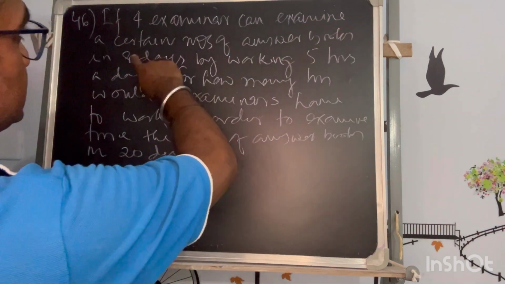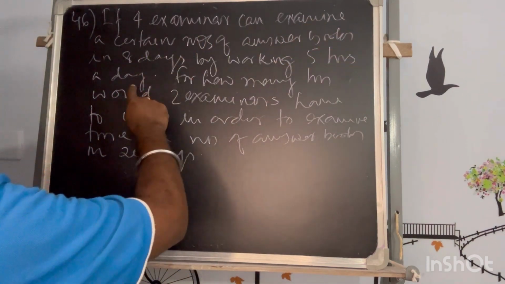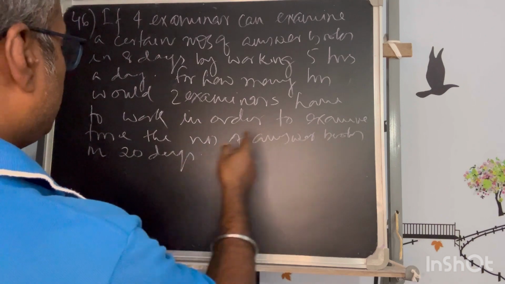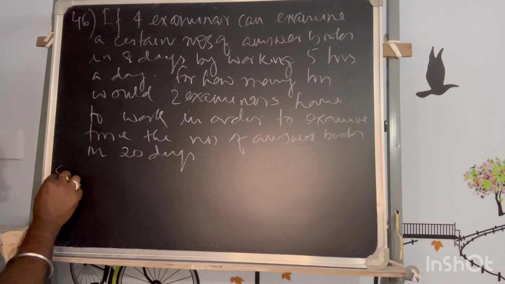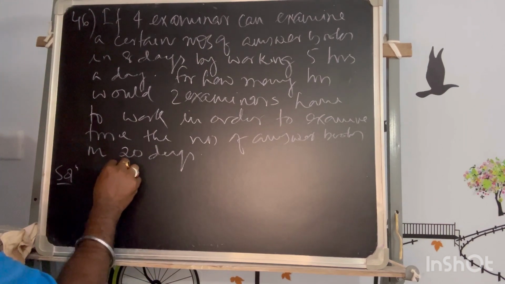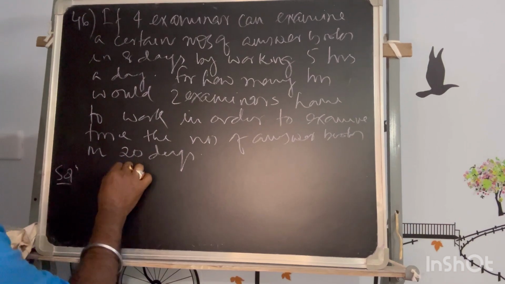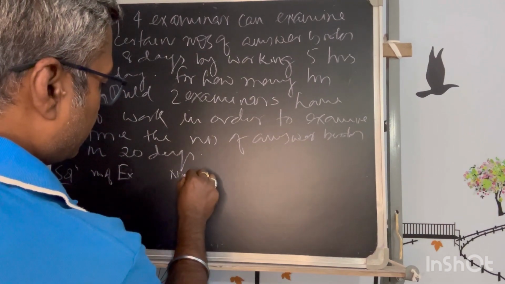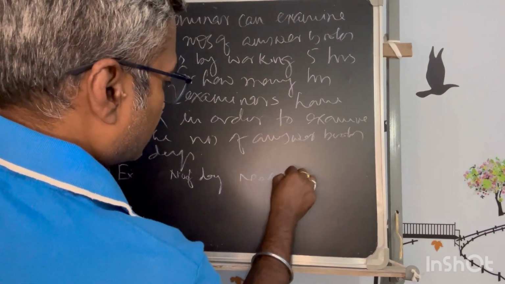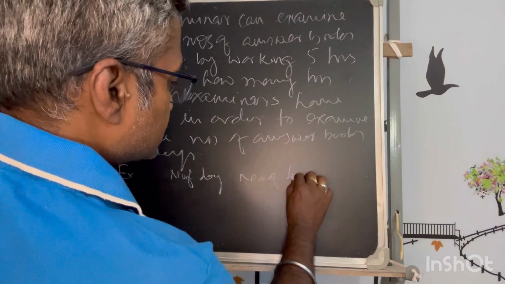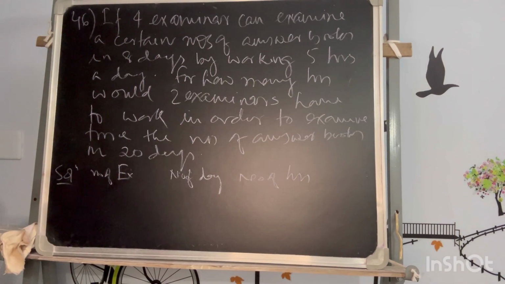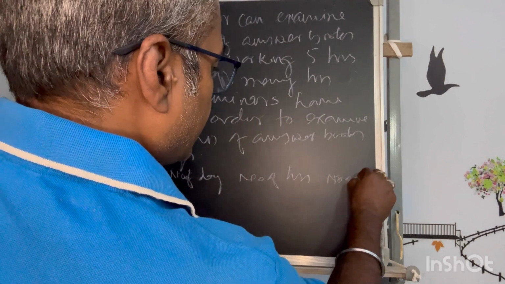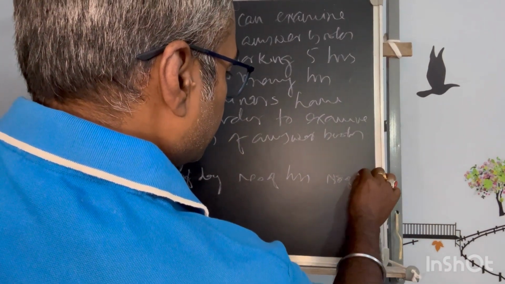If four examiners can examine a certain number of answer books in 8 days, working for 5 hours a day, how many hours would two examiners have to work in order to examine twice the number of answer books? So, first thing is that there are three things: the number of examiners, number of days, and number of hours. And another is the number of answer sheets, or answer books. AB, I am writing answer book.